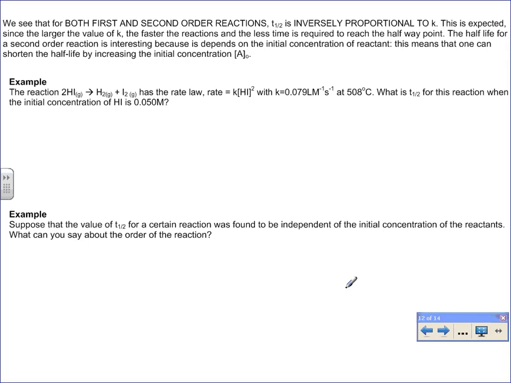Okay, so what I'd like you to do at this stage is pause the video, okay, and work through these two examples, okay, and then check them with me.